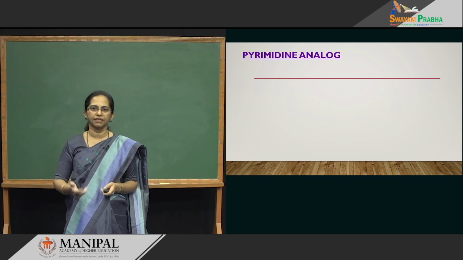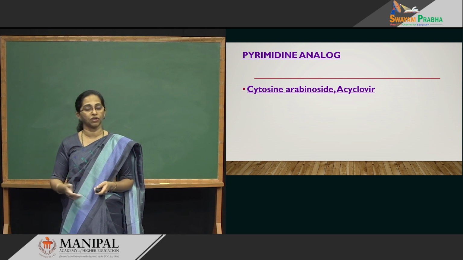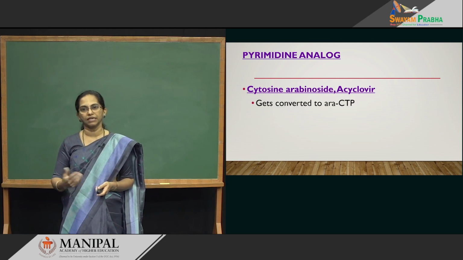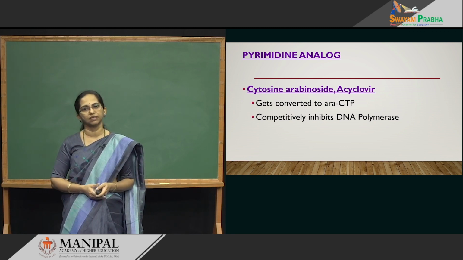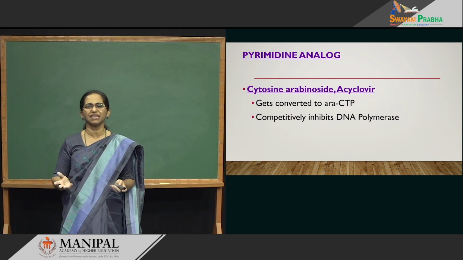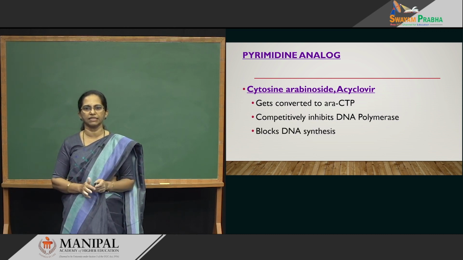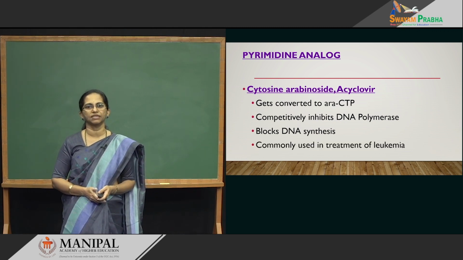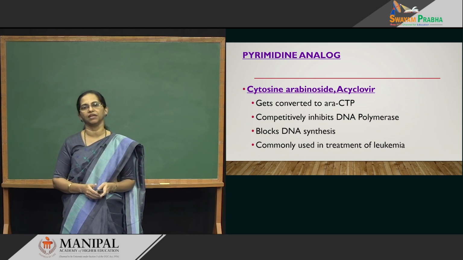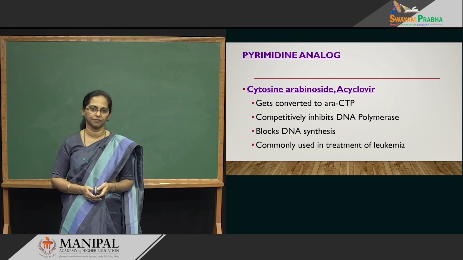Then comes another pyrimidine analog, and that is cytosine arabinoside. You also have acyclovir. Now, these will be used as pyrimidine analogues. They will block the DNA polymerase action. Basically, what are you trying to do? Stop cell division. So, you are blocking DNA synthesis, blocking cell division. So, you use this for a particular type of cancer called leukemia. So, the most commonly used cytosine arabinoside is for leukemia patients.